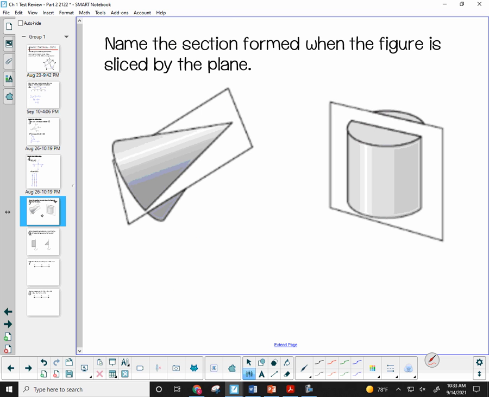Okay, so this then stemmed from section 8 homework. If you were to take a cone, slice it through that vertex, open it up, what two-dimensional shape are you going to see? Triangle. It's a triangle. All right, how about the cylinder? If I slice it vertically, what are you going to see? A rectangle. What if I were to slice that one horizontally? You would see a circle. Is that okay?